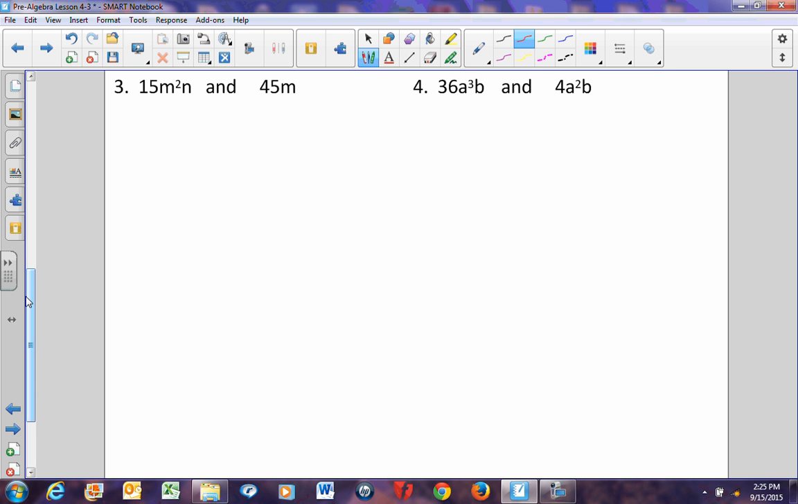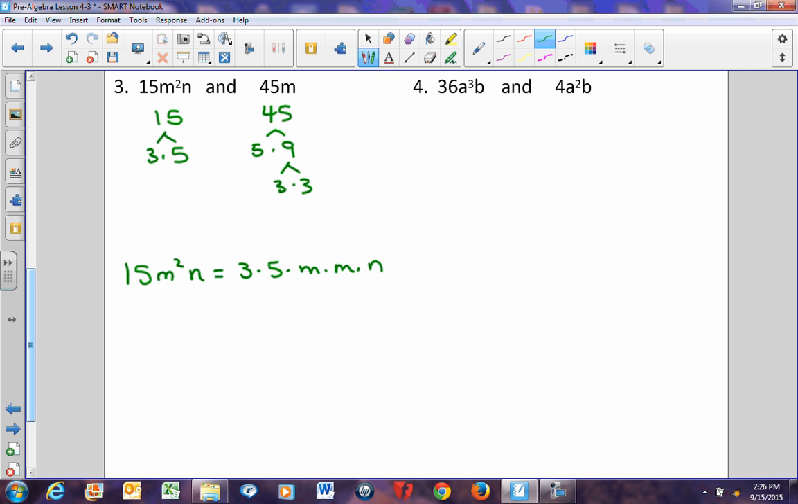So I'm going to look at 15m squared n and 45m. Again, I'm going to do my prime factorization. So 15 is 3 times 5, and 45 is 5 times 9, and 9 is 3 times 3. So 15m squared n is 3 times 5 times m times m times n. And 45m is going to be 3 times 3 times 5 times m.